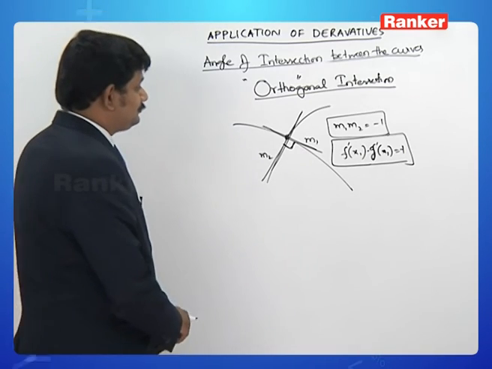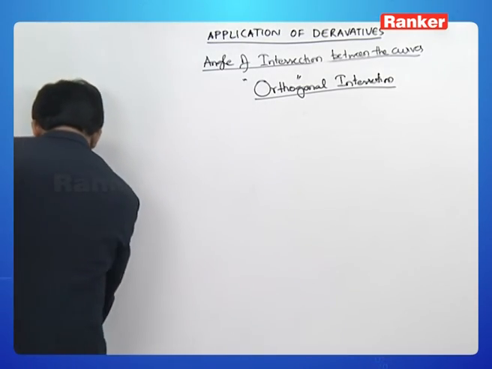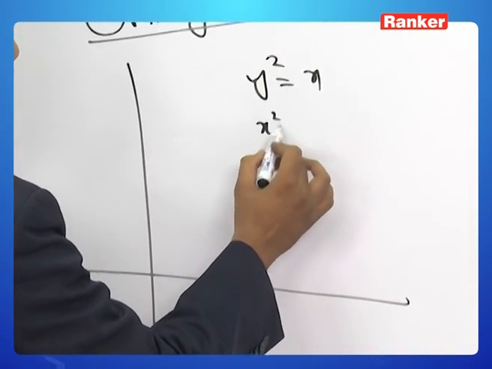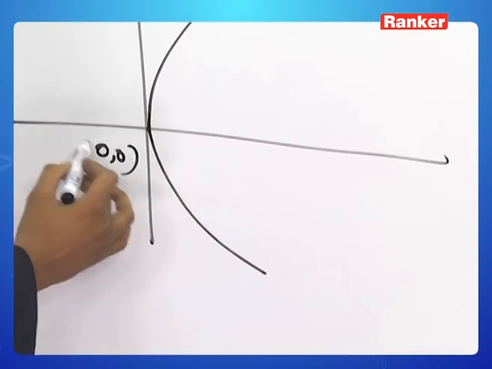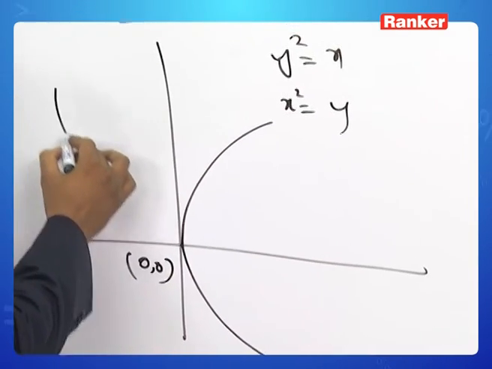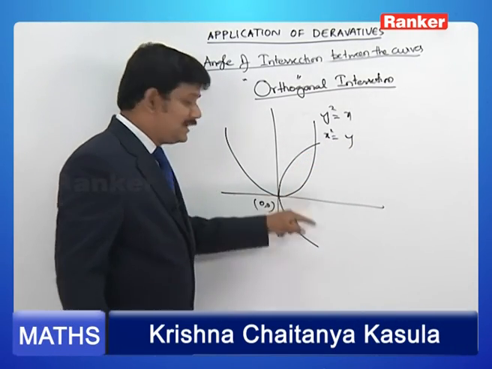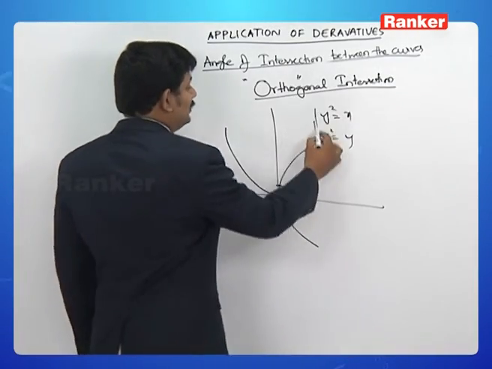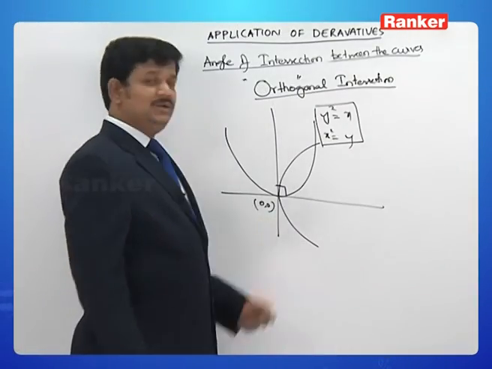We have seen in the case of y square is equal to x and x square is equal to y, the tangent at 0 comma 0 to y square is equal to x is the y axis, and the tangent to the curve at 0 comma 0 to x square is equal to y is the x axis. Because these two tangents are perpendicular to each other, we say the curves y square is equal to x and x square is equal to y cut each other orthogonally at the point 0 comma 0.